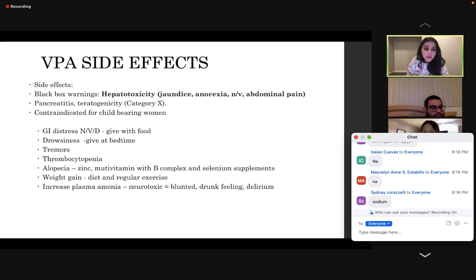So GI distress, because nausea, vomiting, diarrhea, so you give it with food. Causes drowsiness, you give it at bedtime. Tremors, okay? Usually due to anxiety, so sometimes we just give them propranolol, okay? Ignore thrombocytopenia. I don't know why that's there. It's not a side effect of VPA. So delete that. It's a different side effect for something else. So VPA also causes alopecia. So we give them zinc, multivitamins with B complex, selenium.